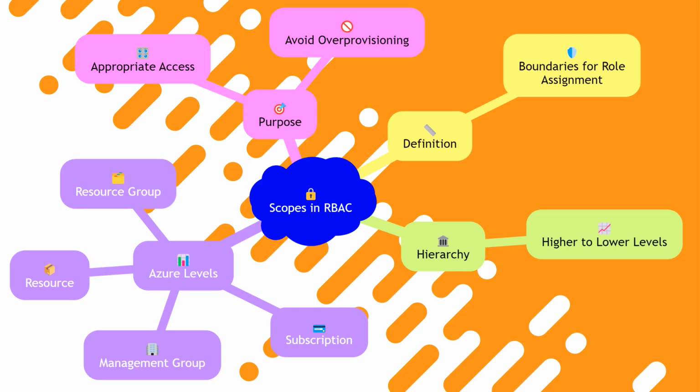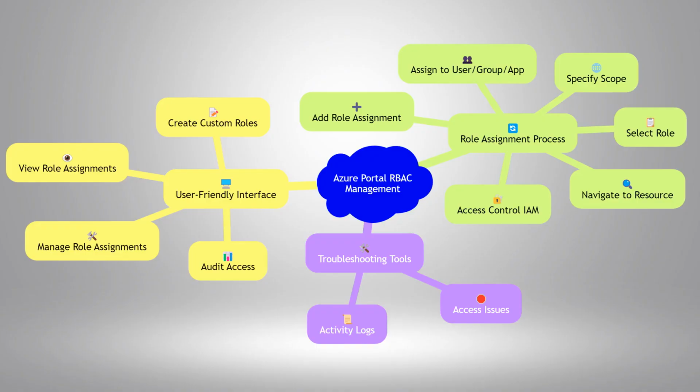Scopes in RBAC define the boundaries within which a role assignment is valid. Scopes can be hierarchical, meaning that a role assigned at a higher level, e.g. subscription, will inherit down to lower levels, e.g. resource groups and resources. The four levels of scope in Azure are management group, subscription, resource group, and resource. By carefully choosing the scope of your role assignments, you can ensure that users have the appropriate level of access without over-provisioning permissions.